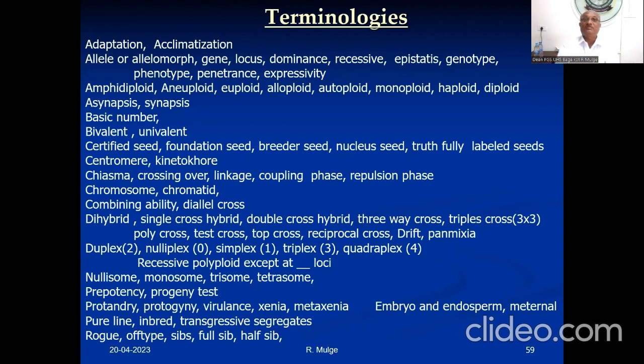Heterokaryosis: the presence of two or more genetically different nuclei within a single cell of a mycelium, which you normally get in fungi, is referred to as heterokaryosis. Two different nuclei are there in the same cell.